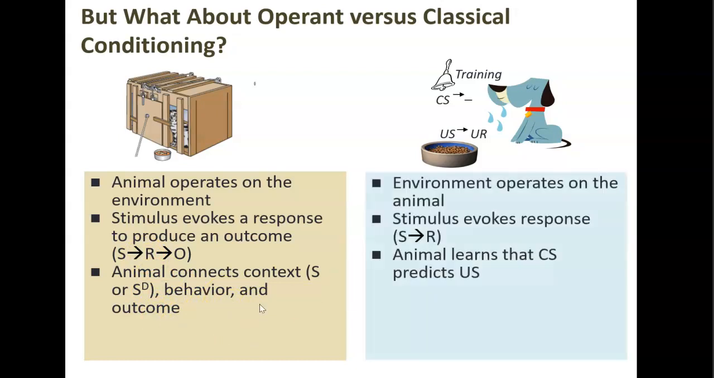This is different from classical conditioning. In classical conditioning, instead of the organism operating on the environment, the environment operated on the organism. The stimulus evoked a response. Food evoked salivation. There was nothing that the organism had to do. It just happened. And then coincidentally, the environmental situation happened to pair a signal, the CS, that predicted the US. So a bell predicted that food was coming, and the animal just automatically learned that the bell meant food.